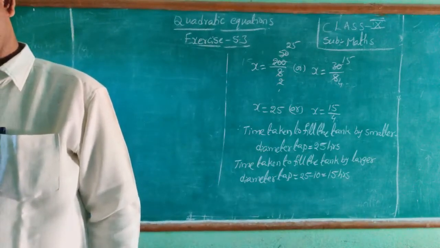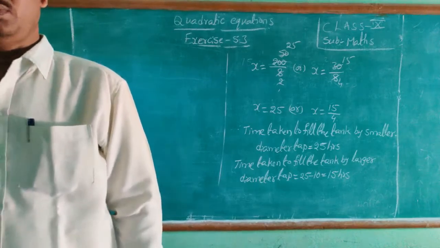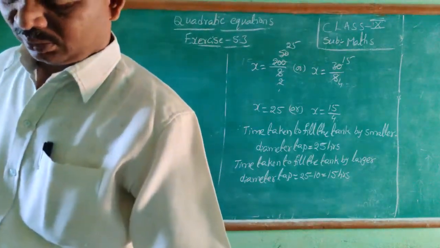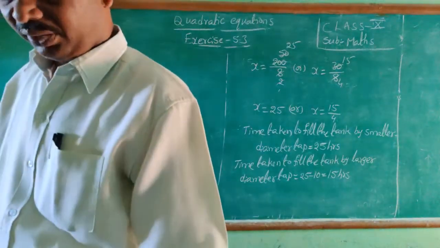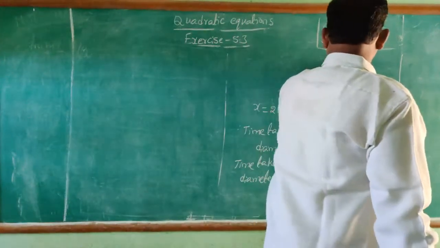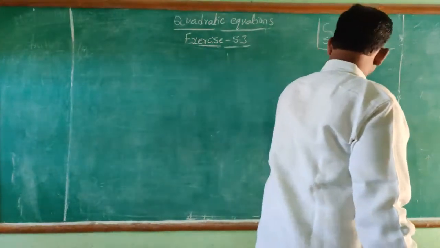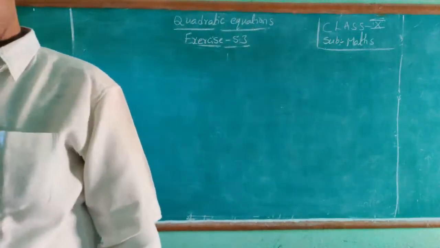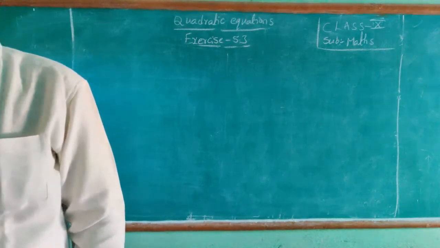If the average speed of the express train is 11 km per hour more than that of the passenger train, find the average speed of the two trains. Solution.